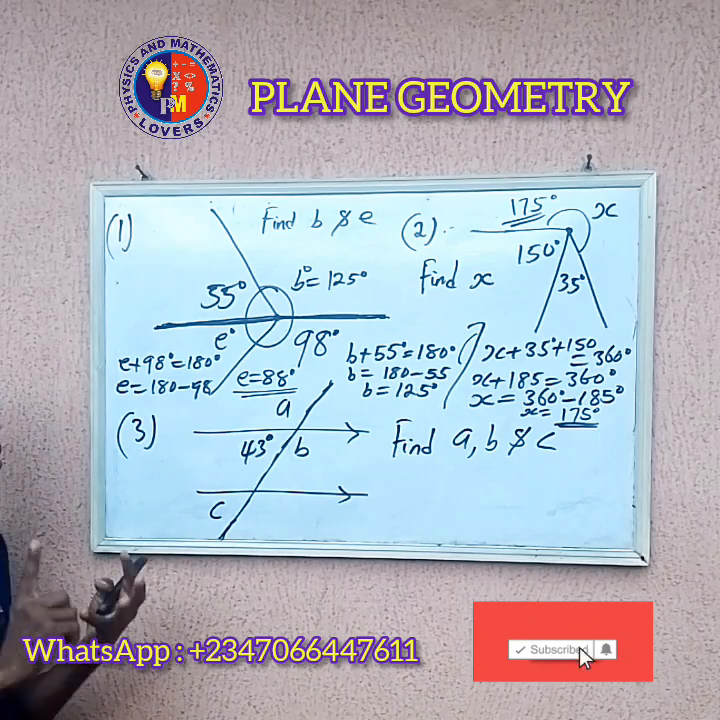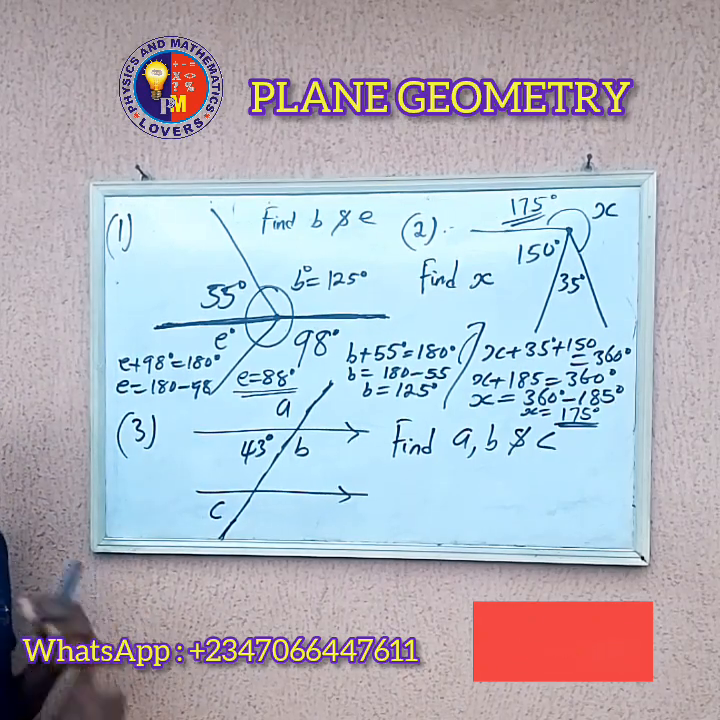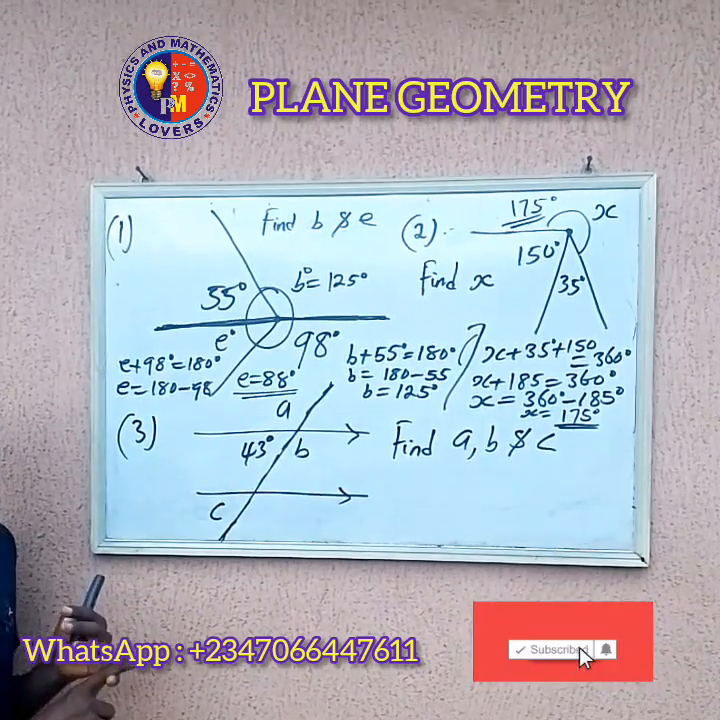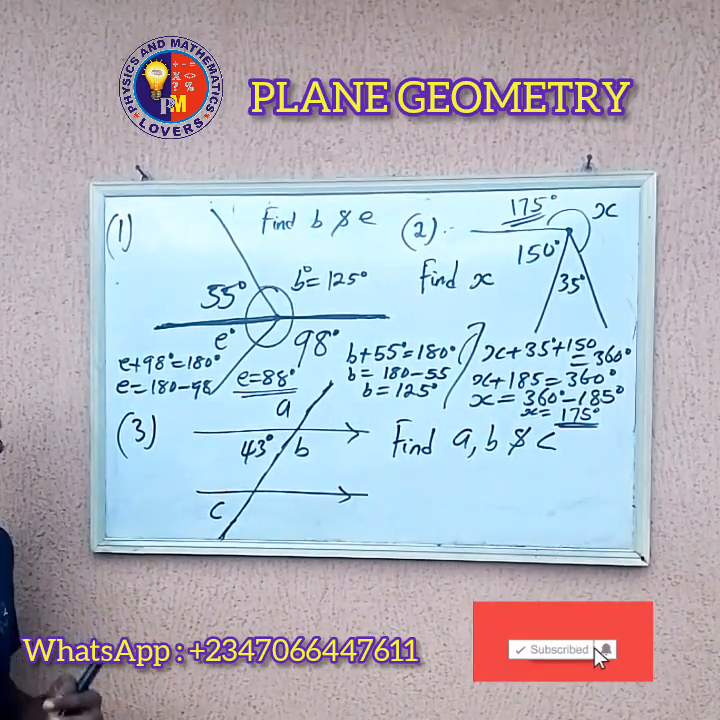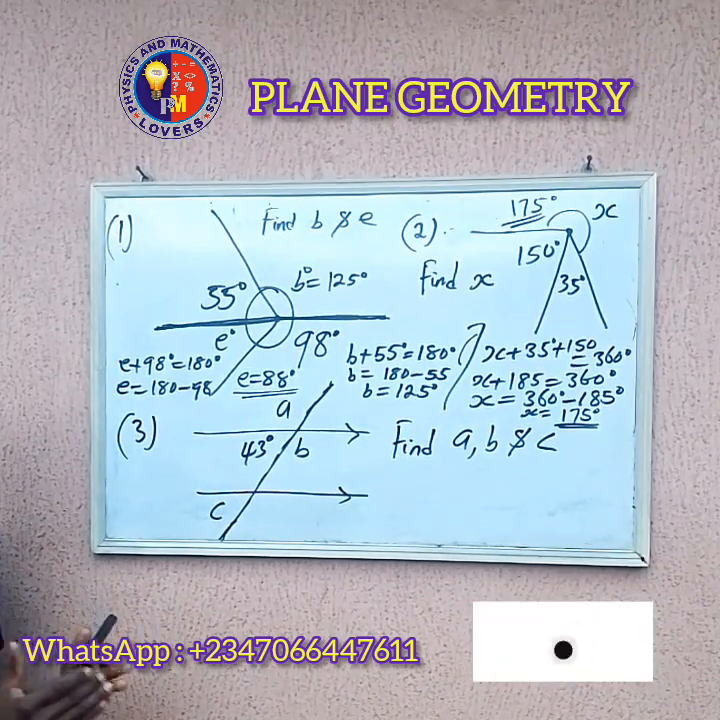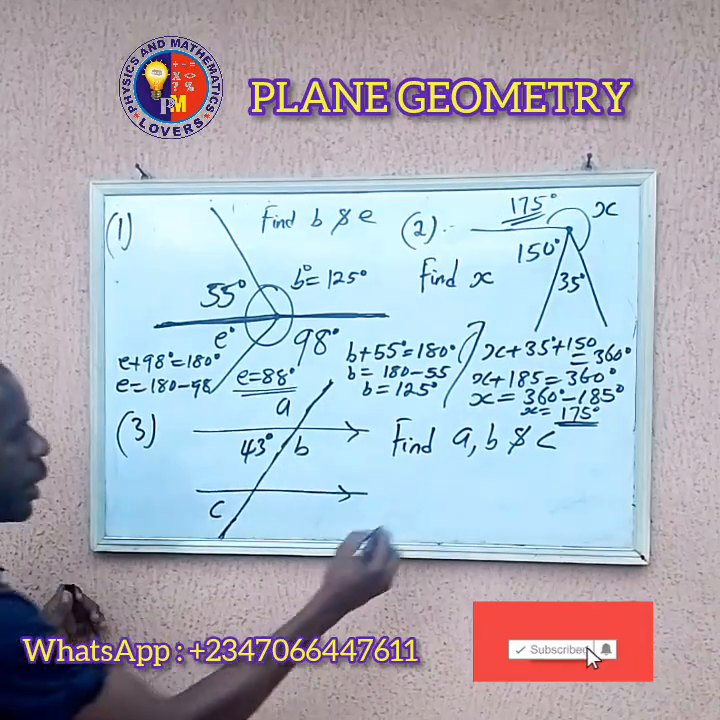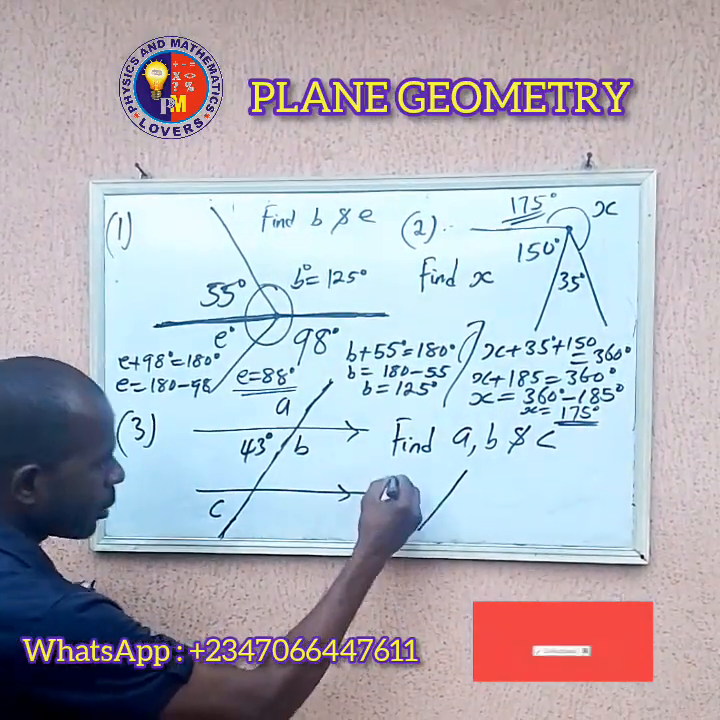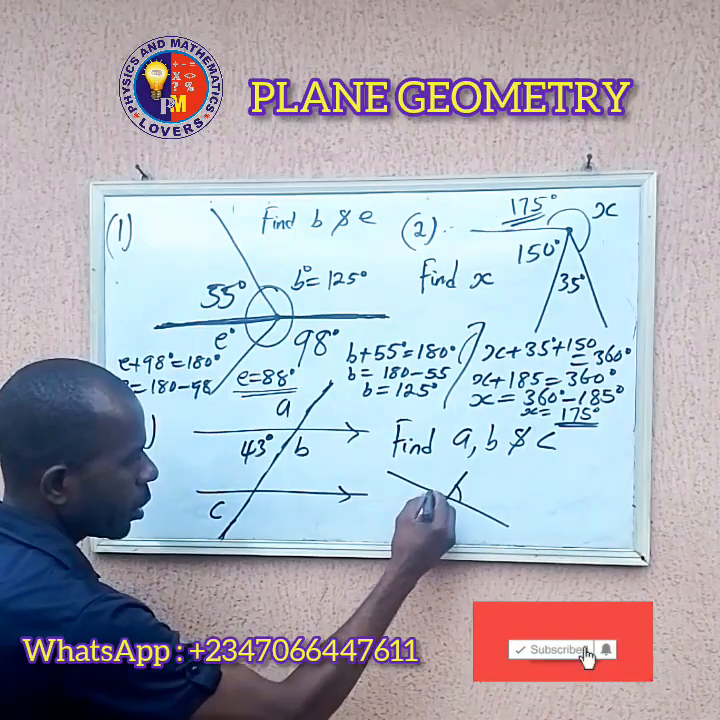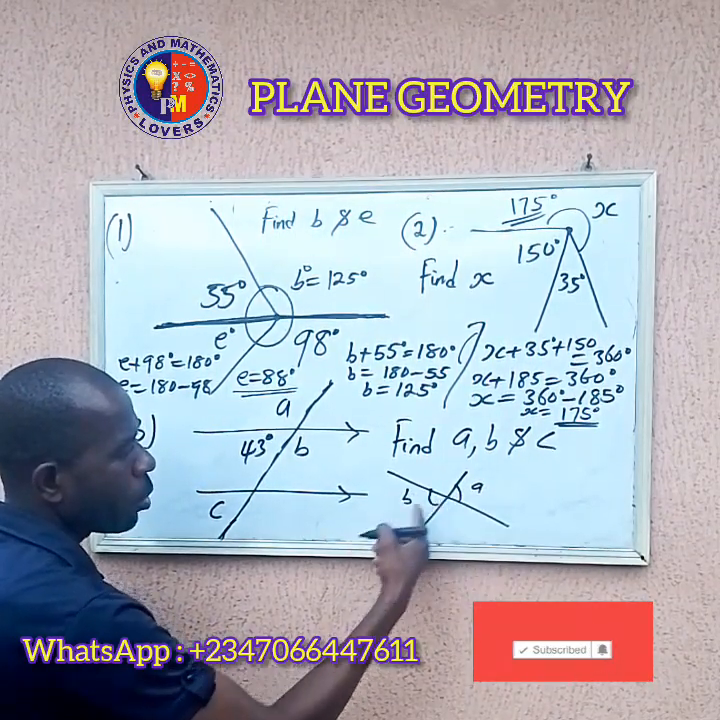Number one, we have alternate angles. Alternate angles are equal. Number two, corresponding angles are equal. Then we also have what is called vertically opposite angles. How do we have vertically opposite angles? If I have a line like this, then another line crosses like this, this angle here is equal to this. If I have here A and here B, it means A is equal to B.